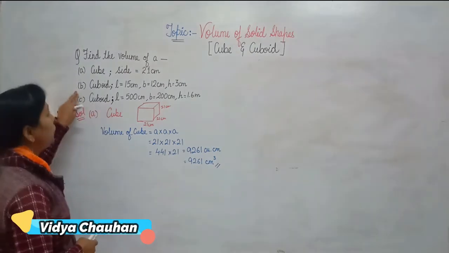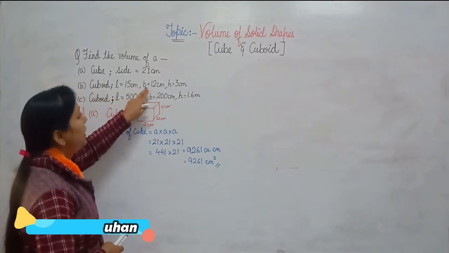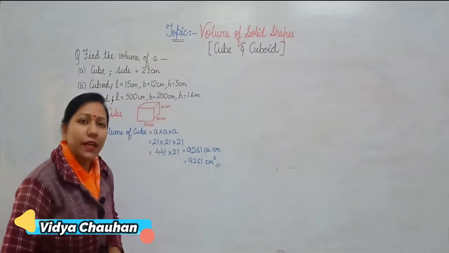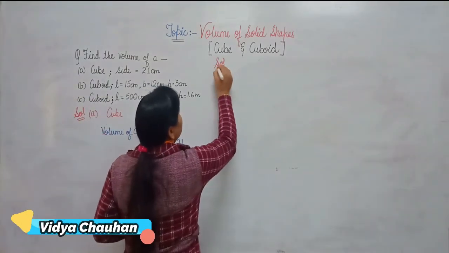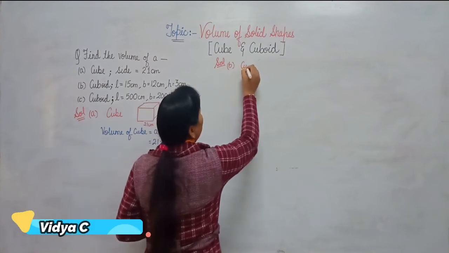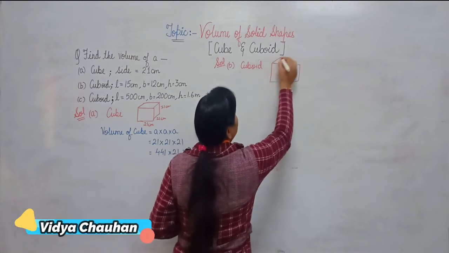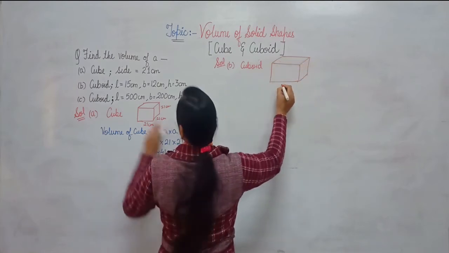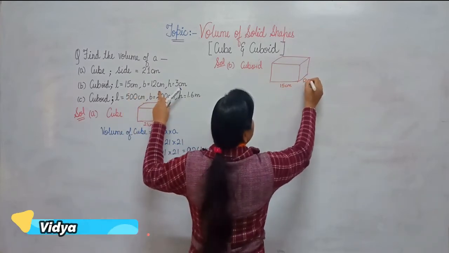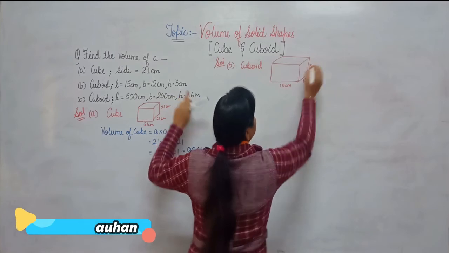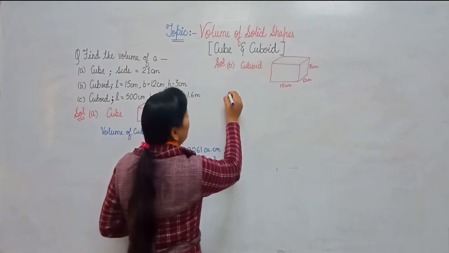Clear, students? Now students, in the second part we have to find the volume of a cuboid whose length is 15 centimeter, breadth 12 centimeter and height is given as 3 centimeters. So let us perform the solution for the second part. Solution of part B, in which there is a cuboid. Very first, let's draw a figure of a cuboid. So this is our cuboid whose length is given to us as 15 centimeter, breadth is 12 centimeter and height is 3 centimeters. These are the three dimensions of the cuboid, and after that you have to find its volume.